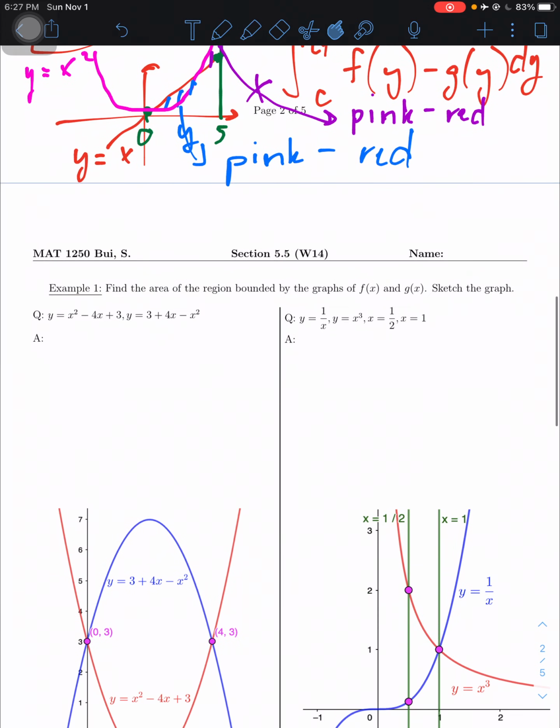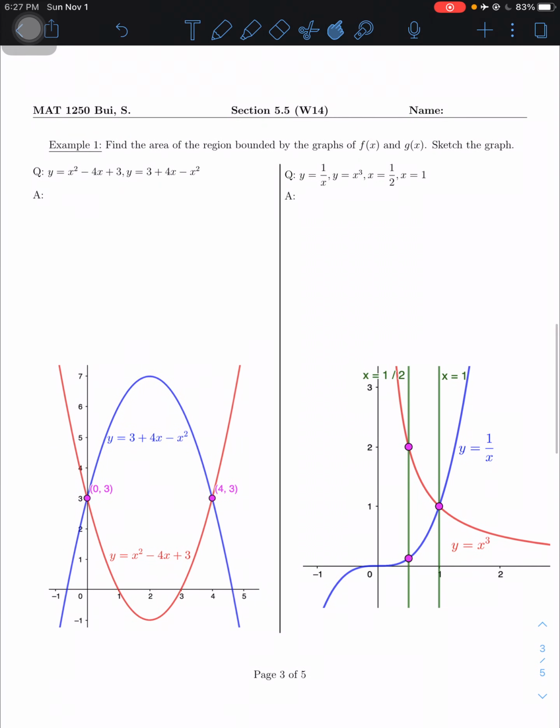Okay, so now to make more sense of what we've been discussing, let's talk about an example. The first one on my part, the instruction is that we have to find the area of the region bounded by the graphs of f of x and g of x and then sketch a graph.